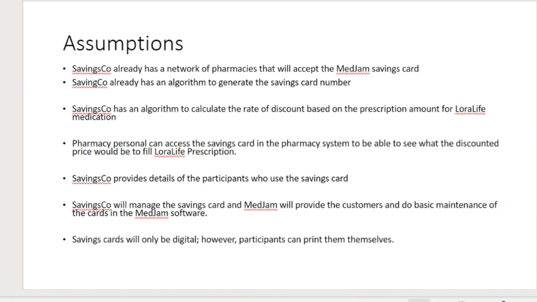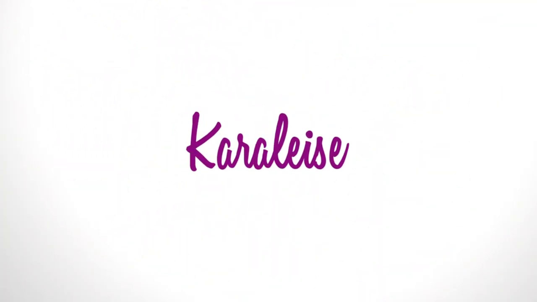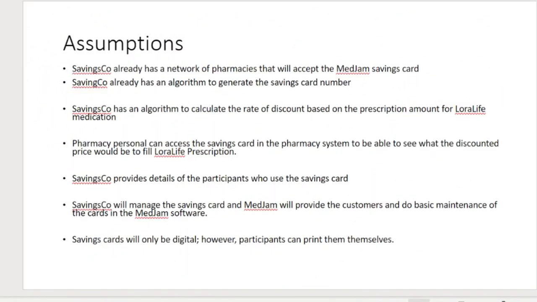Savings card will only be digital. That's the other assumption, that we're not allowing them to be printed and mailed out via regular mail. We could do that later, and I have it as one of the out of scope items for now. But as an MVP, it's just going to be an online version and not a physical version at all. So those are the assumptions. That's what we had to assume to be able to move forward.